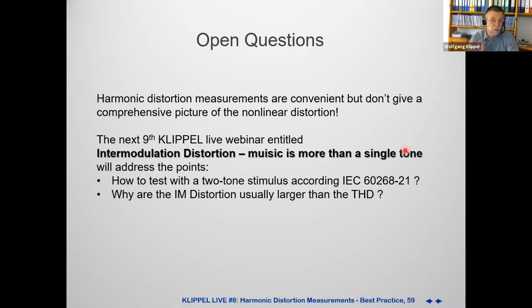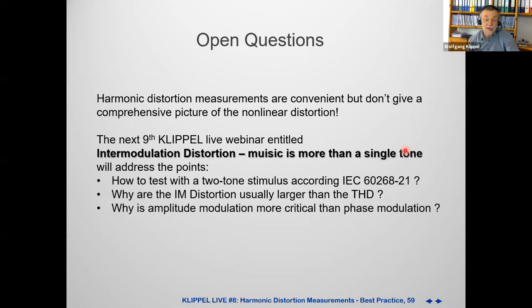Why is the intermodulation distortion usually larger than the THD, even in the passband, in the audio band, even for the speaker? The speaker here is very nicely made, but I told you it has a voice coil offset. You have seen that the THD was less than 1% at 1 kilohertz. You will see that this loudspeaker generates about 12% intermodulation at higher frequencies. And that comes from the voice coil offset.